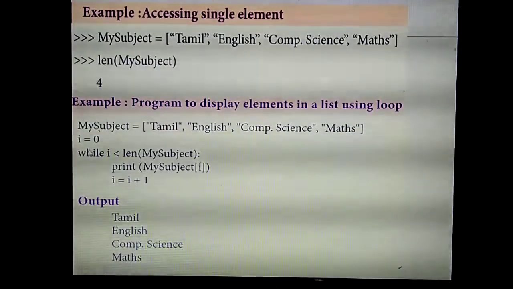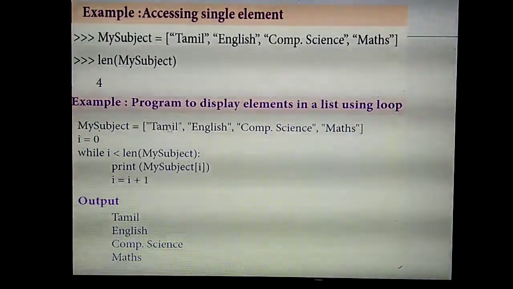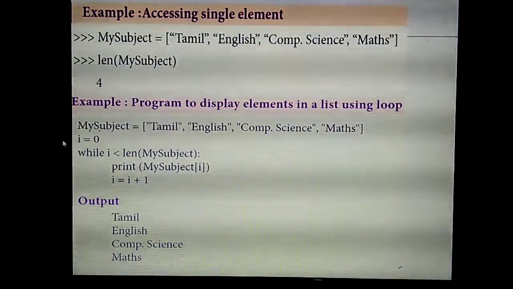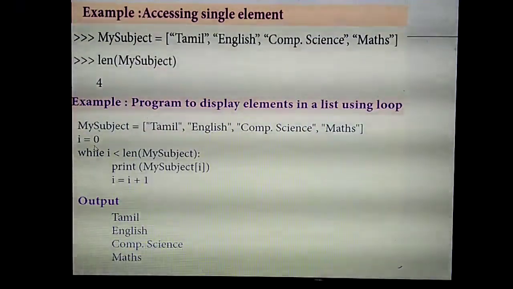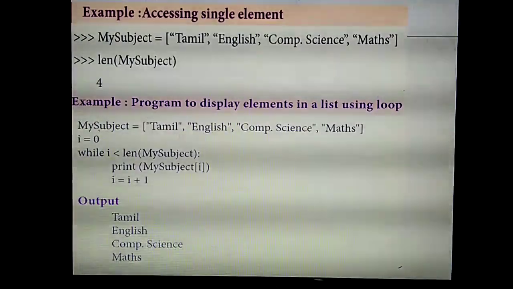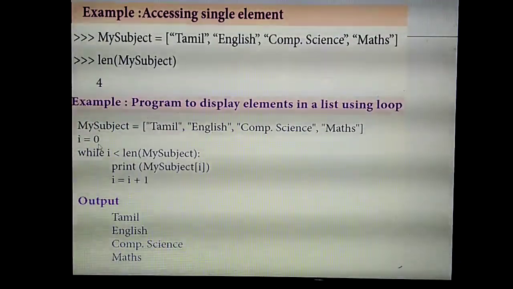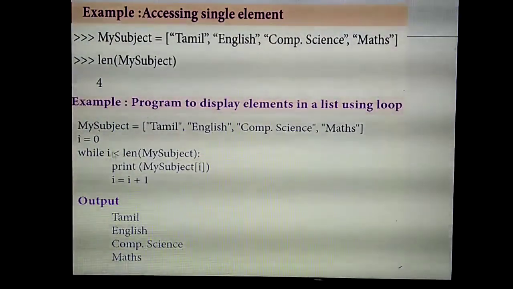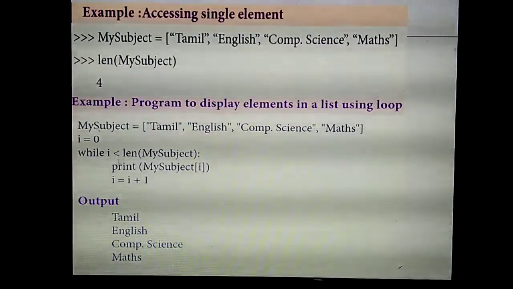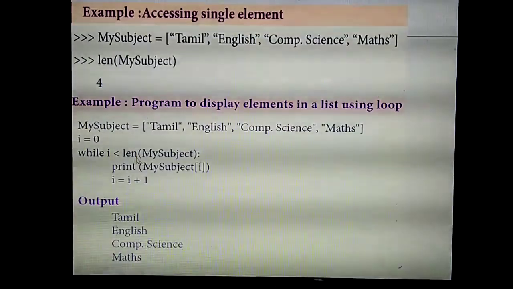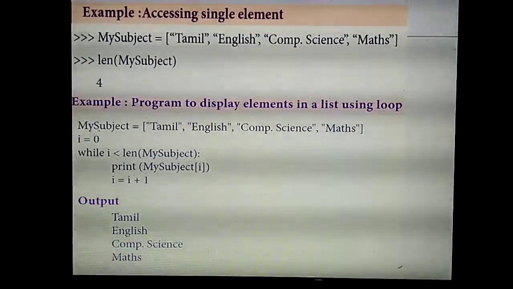So what's the next step always? Index value. So always index value, only reverse indexing, the index value starts with -1, otherwise the index value starts from 0. So what's the index value here? 0. Index value starts at 0. Then condition, while i less than len of my subject. What's the meaning? First it will evaluate len of my subject. What's the meaning? Length of this list.